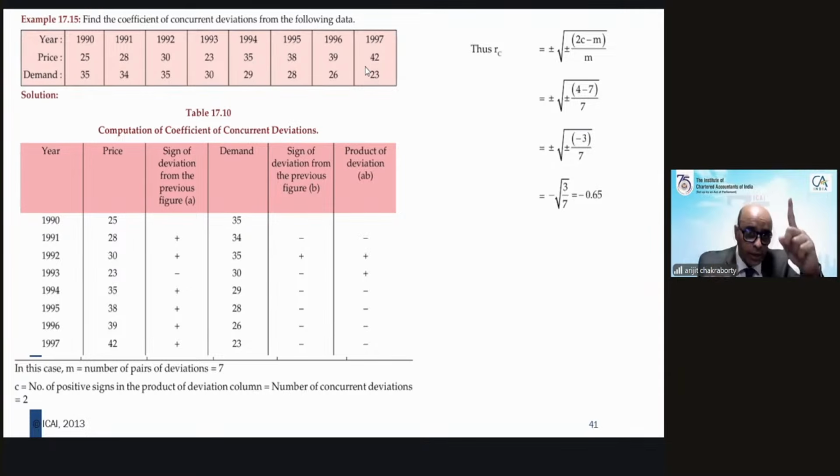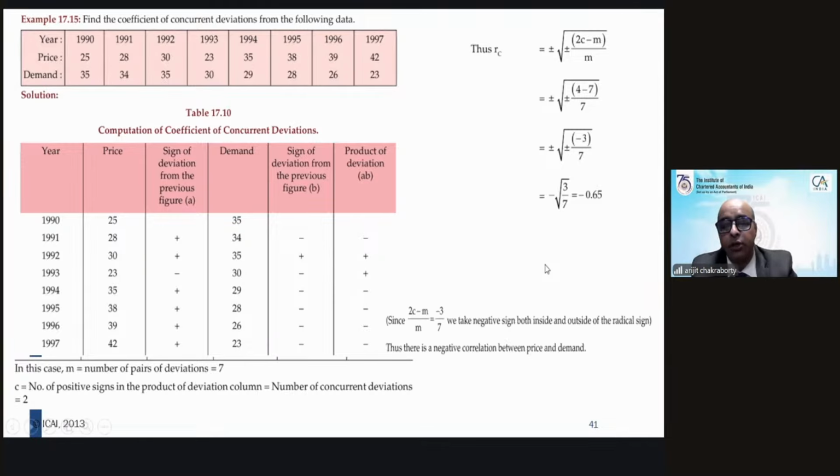मतलब प्राइस अगर बढ़ गया, डिमांड घट गया है, नेगेटिव ऑपोजिट. केवल 2 केस ऐसा है 1992 जहां पे प्राइस भी बढ़ा है और डिमांड भी बढ़ गया. सिमिलरली इफ यू सी 1993, उसमें भी प्राइस घट गया, डिमांड भी घट गया. सो 2 केसेस ऑफ कॉन्करेंट मूवमेंट इन सेम डायरेक्शन. अगर इंक्रीज कर रहा है दोनों इंक्रीज कर रहा है, अगर डिक्रीज कर रहा है दोनों साथ में डिक्रीज कर रहे हैं. Okay, so this is concurrent deviation, very interesting. And then applying the formula, we are getting minus 0.65, yani there is a negative correlation between price and demand. So this is the last.